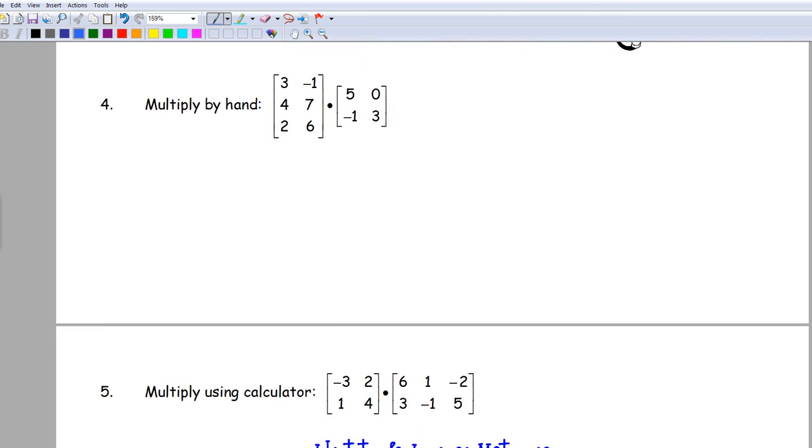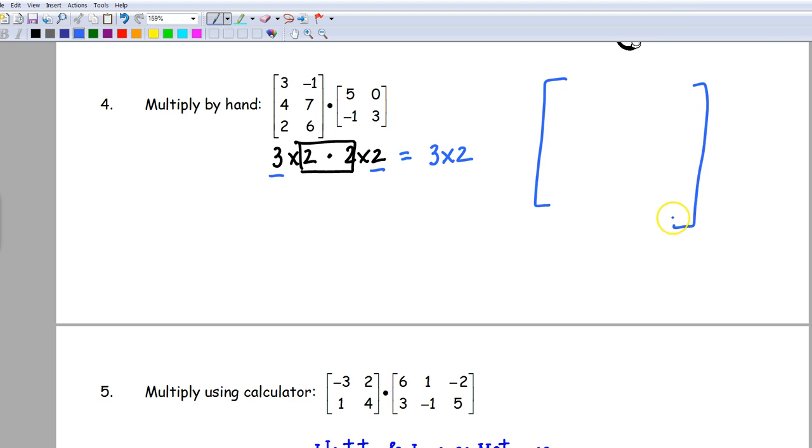Alright, so here's how you do this by hand. It's really fun. Start off by figuring out the dimensions. The first one is a 3 by 2. The second one is a 2 by 2. These middle numbers are the same. Yay. That means that we will result with a 3 by 2. So then let's go ahead and draw that. That's what this is going to look like.